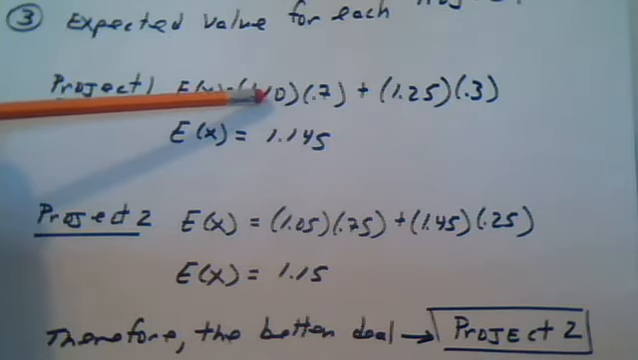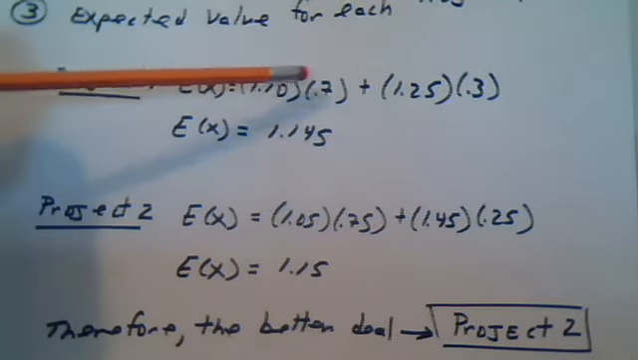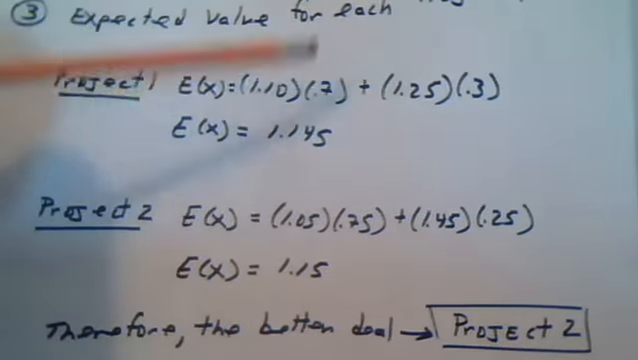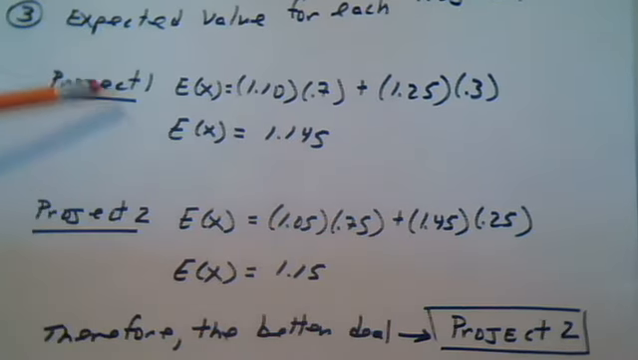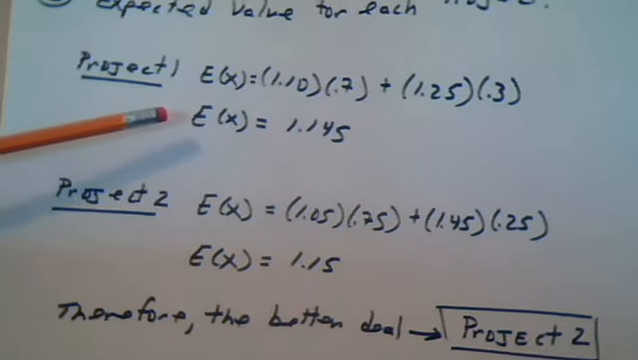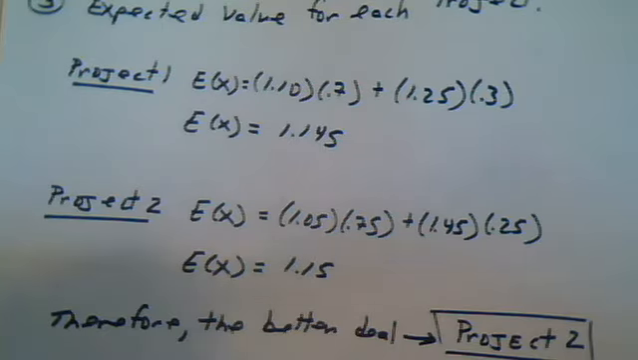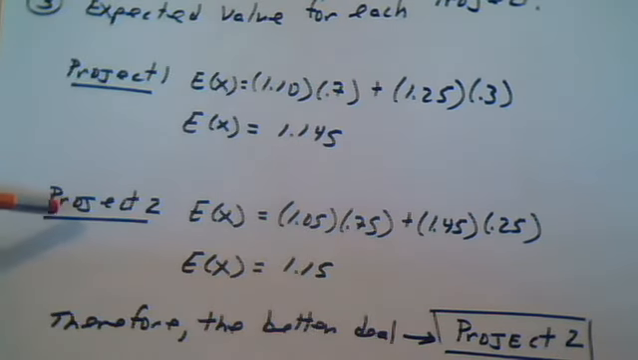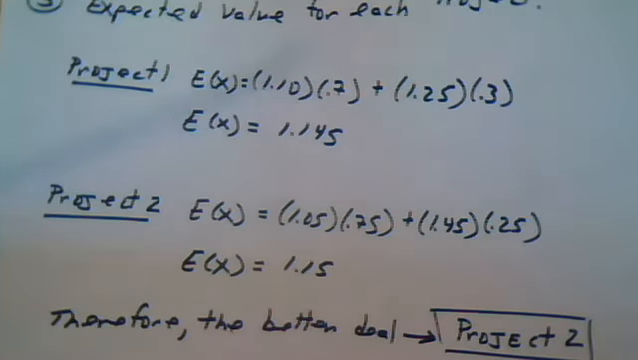Notice it's event, probability, event, probability. You multiply, add, and for project 1, we have an expected value of $1.145 million. For project 2, we have $1.15 million.